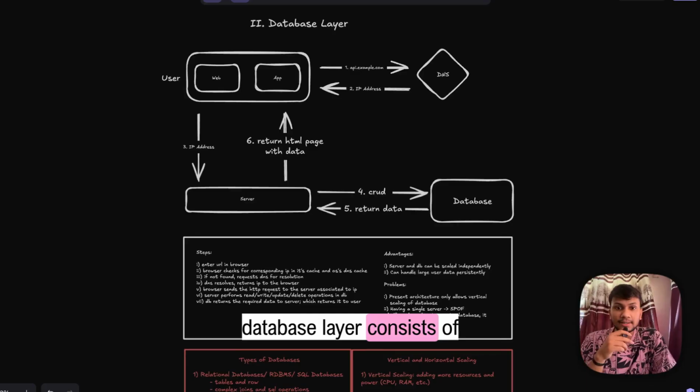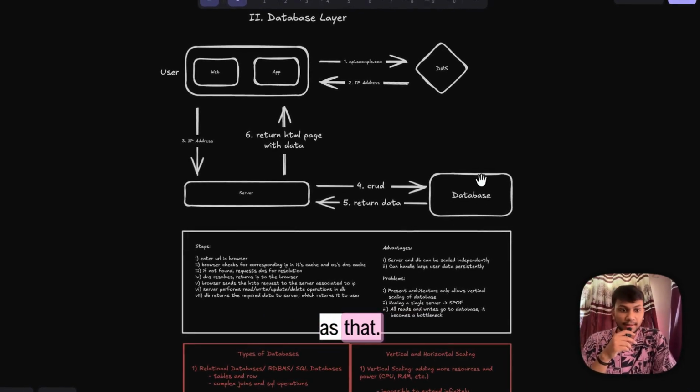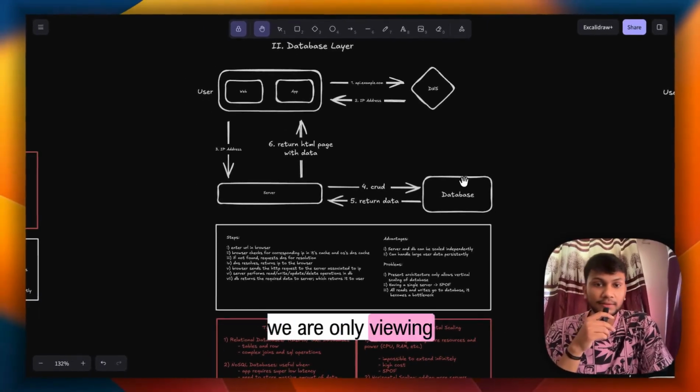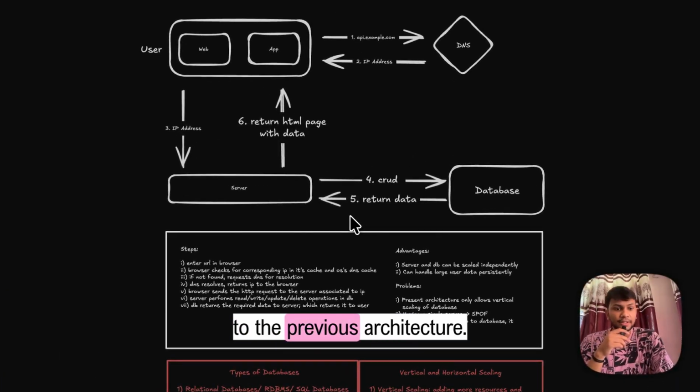The database layer consists of our previous architecture plus our added database. It is as simple as that. Basically, we're only viewing the most simple architectures right now. The flow of data is pretty similar to our previous architecture.